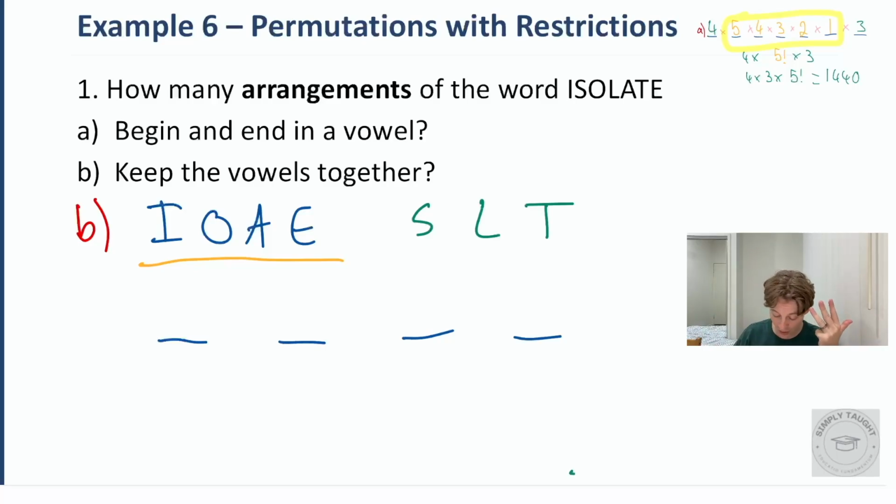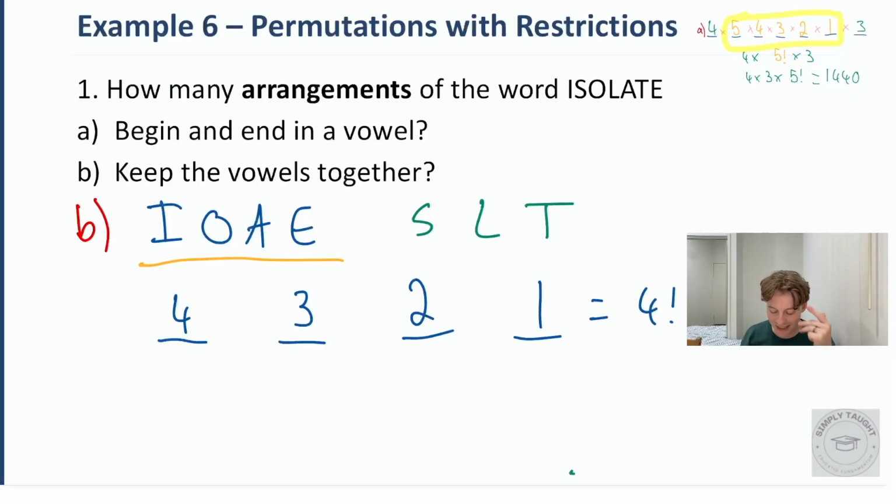I've got 4 ways to pick my first letter. Then I've got 3 ways to pick my second, then 2 ways, and then 1 way to choose how I want to group all of my vowels plus my 3 remaining letters. Now, this becomes 4 factorial. Okay, we can see that it equals 4 factorial. That's 4 times 3 times 2 times 1.